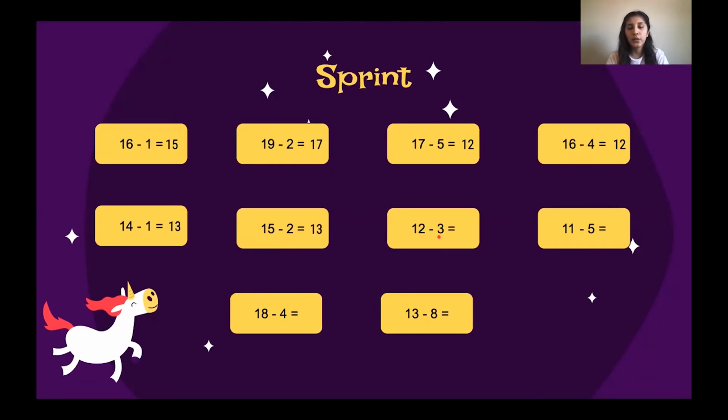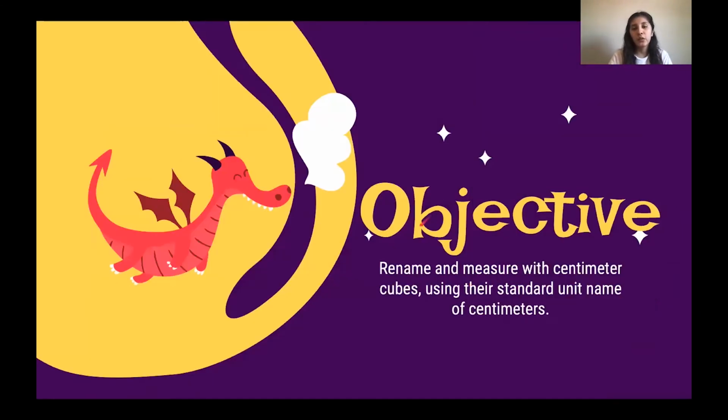12 minus 3 equals 9. 11 minus 5 equals 6. 18 minus 4 equals 14, and then 13 minus 8 equals 5. So, good job. And if you didn't get them, if you got a lot of them wrong, it's okay. Remember, practice, practice. Okay, so now let's go to our objective.